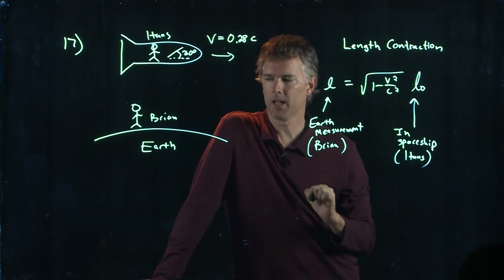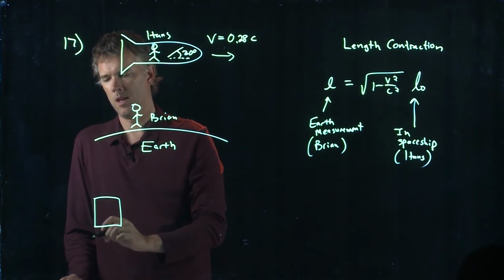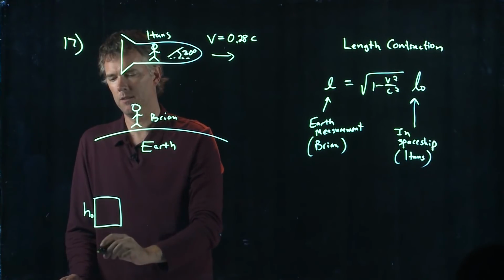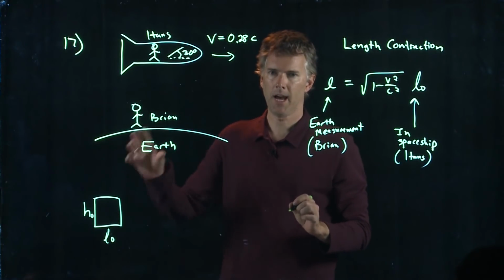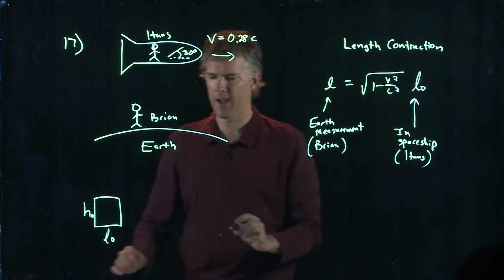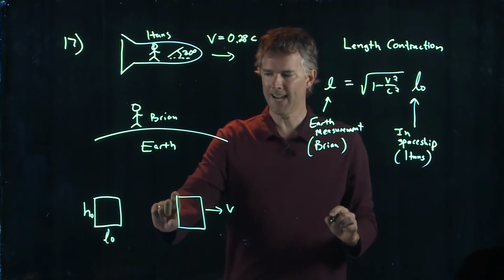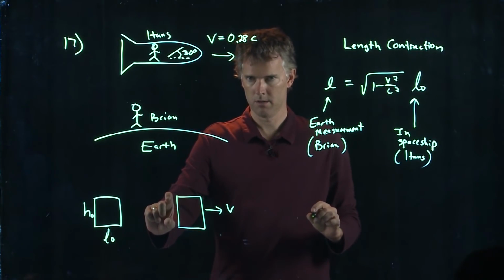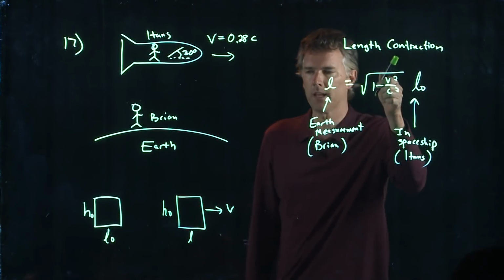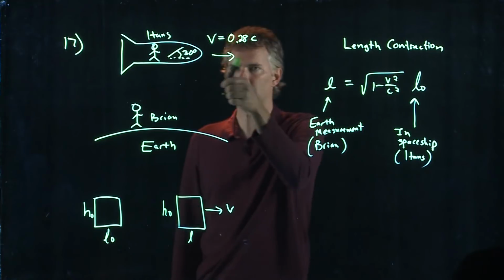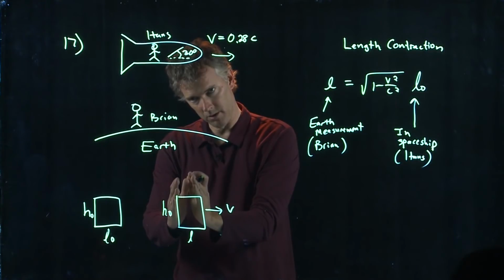What can we say? What we said in class yesterday was, imagine you have a box, and that box has height h naught and length L naught. And now you take that box and you start moving it at some fast speed, v. Does the height of the box change? No. The length changes. This length contraction is only in the direction of motion. So the box shrinks in that direction.